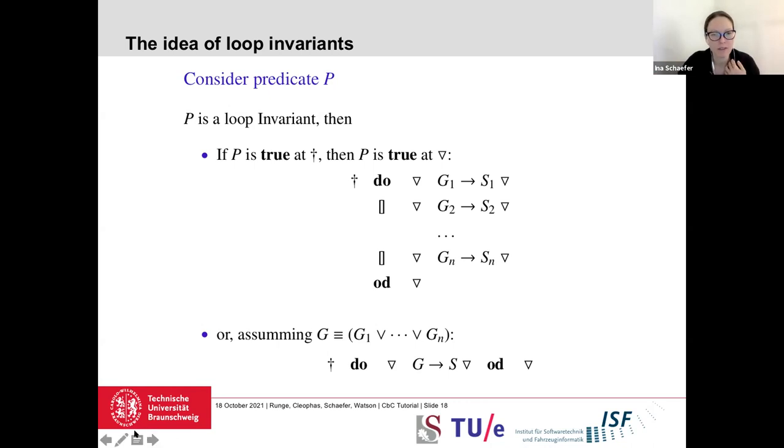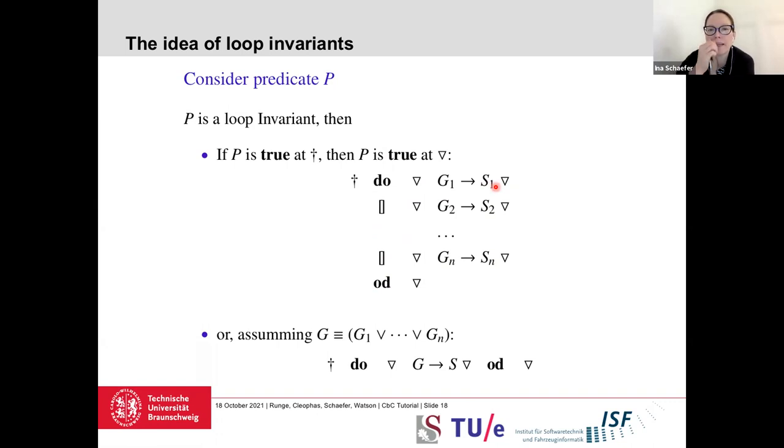So here on this slide, where's my laser pointer? You see a while loop. And here it's a little bit of an interesting while loop because it has also multiple cases. And for the time being, we can essentially ignore everything below here, but we just stick with the first case. And if we only have do G1 implies S1 od, this is a classical while loop, which has a loop guard G1 and then a loop body S1.